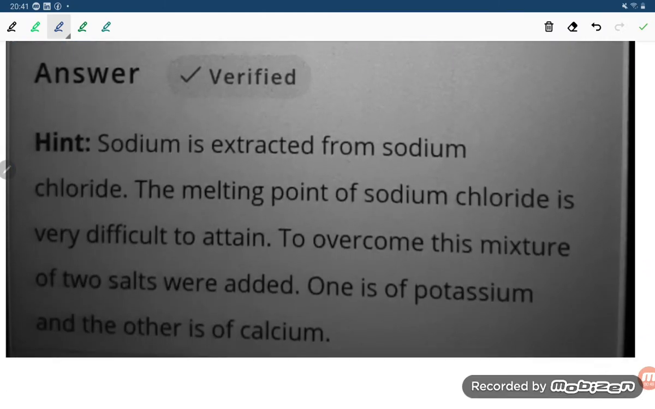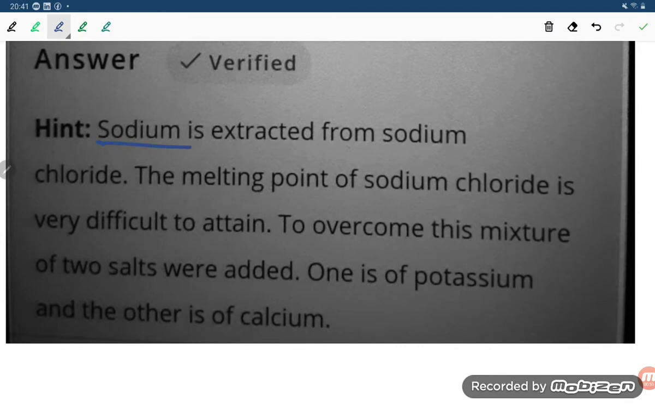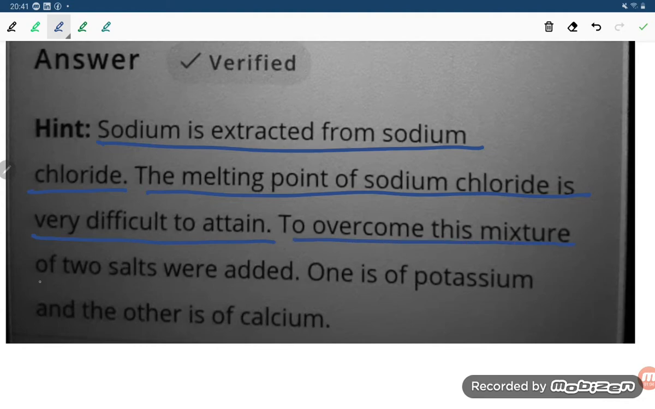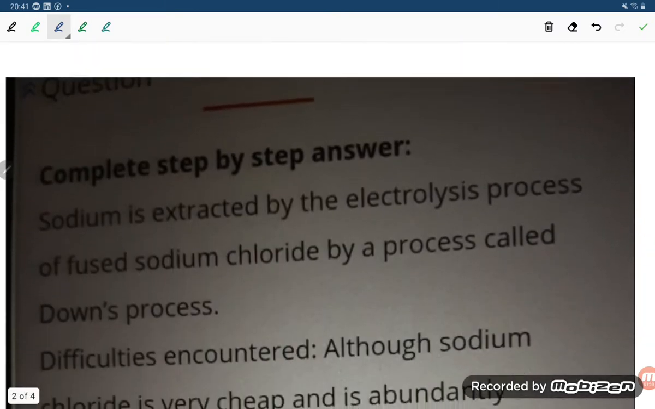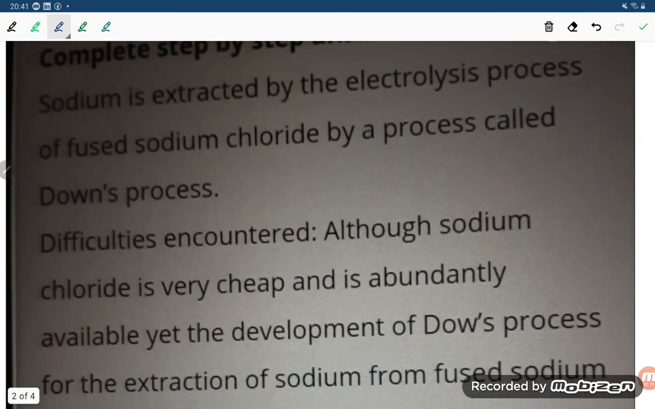Now let us see the whole theory, students. Sodium is extracted from sodium chloride. The melting point of sodium chloride is very difficult to attain because it is very high. To overcome this, a mixture of two salts is added, one containing potassium and another containing calcium. Now let us go step by step. Sodium is extracted by electrolysis of fused sodium chloride by a process called the Down process.